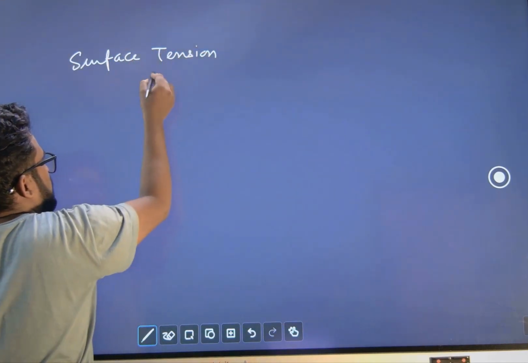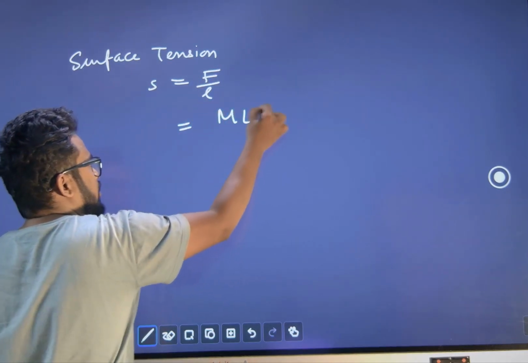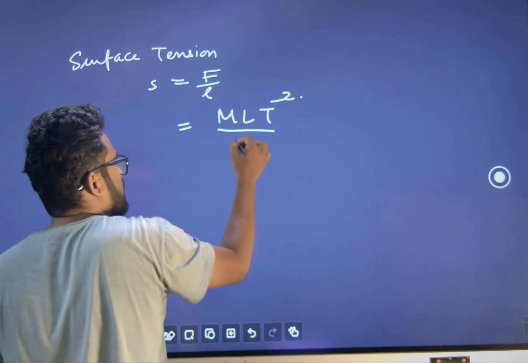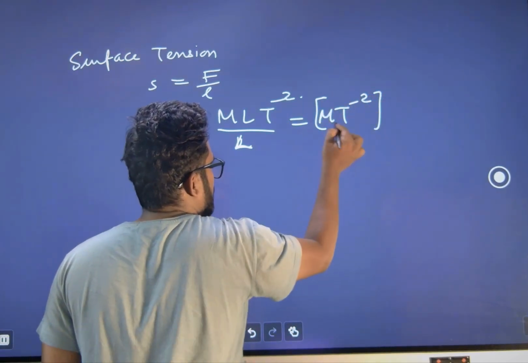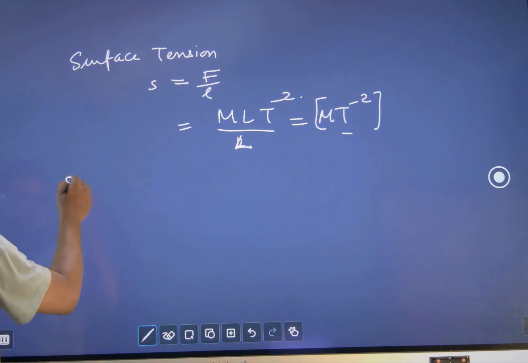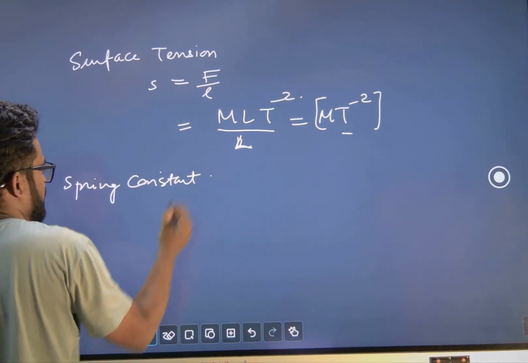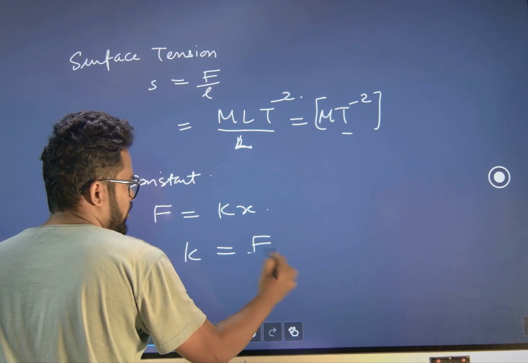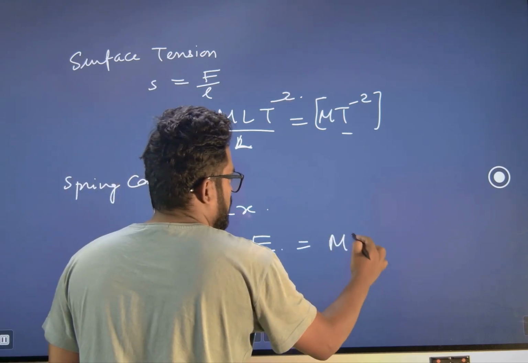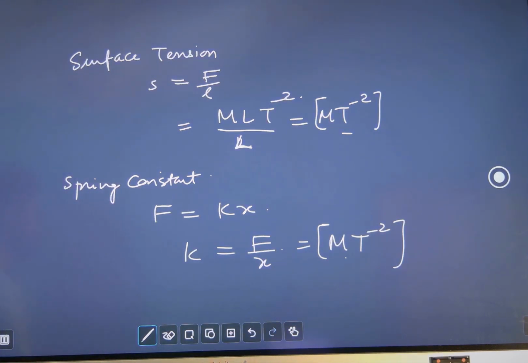Next we see surface tension. Surface tension S is nothing but force per unit length. So force MLT minus 2 per unit length L. So it is MT minus 2. That is surface tension. Next one is spring constant. Hooke's law, F equals kx. So k is the spring constant. That is also force per unit length. So it would be MT minus 2. So these two are the same: surface tension and spring constant. Okay.